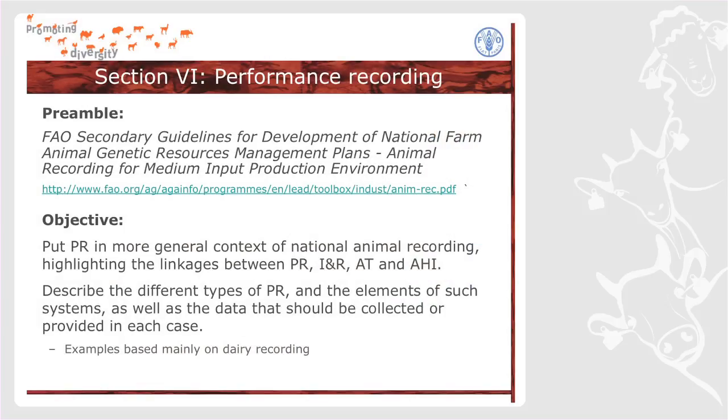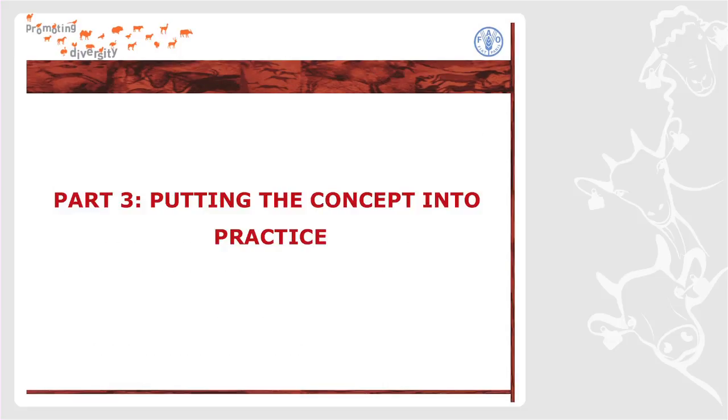For the performance recording section of these guidelines, before describing what's in there, I wanted to also recall that FAO has already published secondary guidelines for development of national farm animal genetic resources management plans. This is the animal recording for medium input production environment. This publication was made in 1998, and the objective of this section was not to rewrite what was nicely written there, but more to put animal recording in a more global context. So now we're putting the concept into practice.